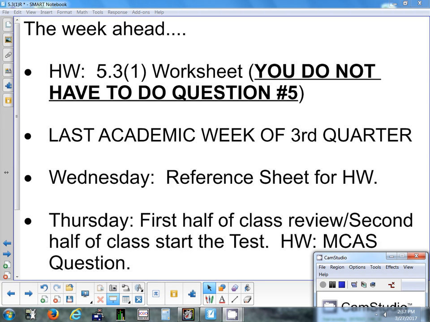The homework on Wednesday is going to be the reference sheet. We usually give it Thursday night, but because we're going to start the test on Thursday in class, we'll give it to you Wednesday night. Then we'll review the first half of the class up till about 2 o'clock on Thursday. Second half of the class, we'll start the test.